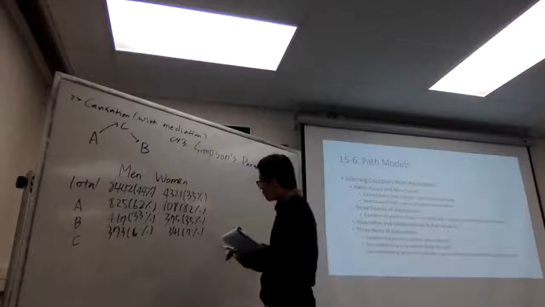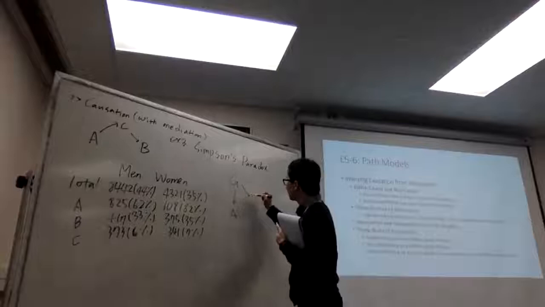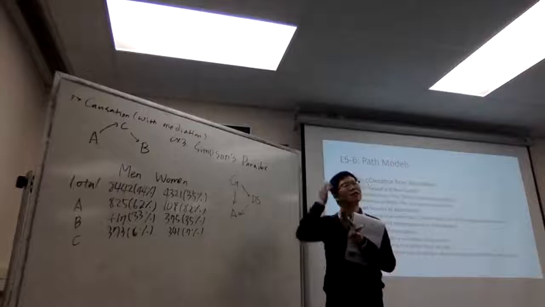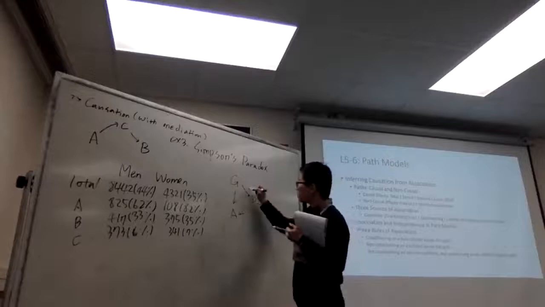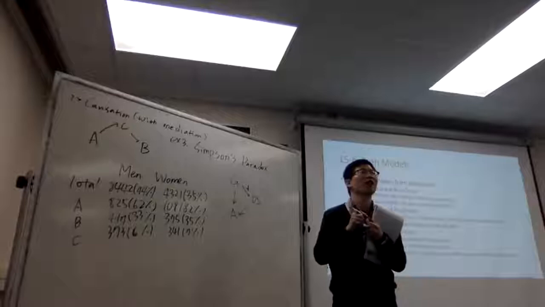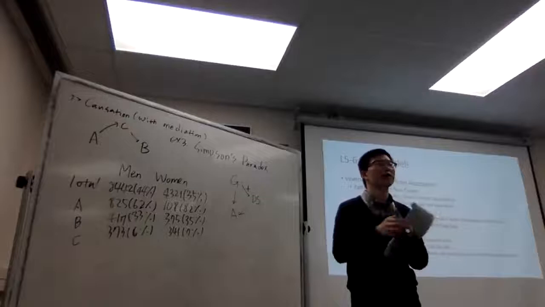So gender, admission rate, and there was a third factor, which is department selectivity. For example, women have applied for highly competitive departments such as English departments, which is hard to get into. Whereas men applied more to easier to get into departments such as engineering, because they have more spots. Good.